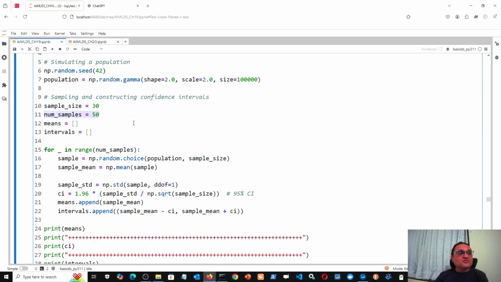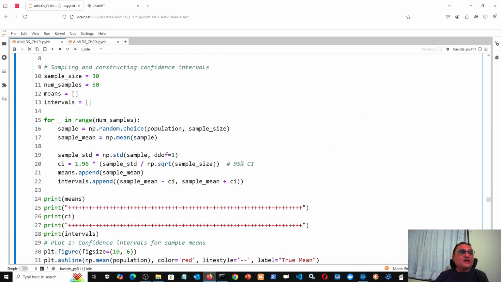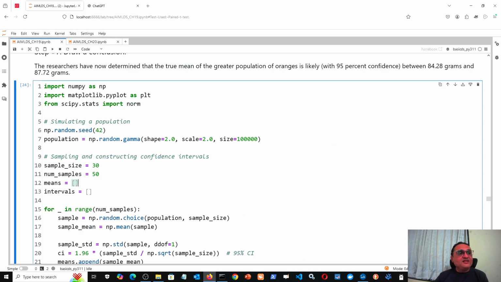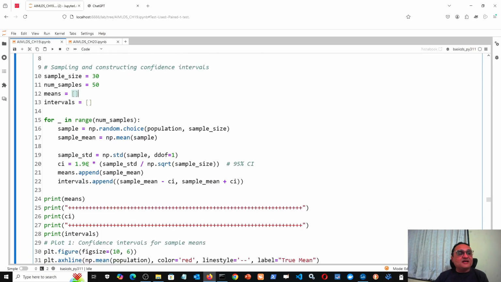Then we took the number of samples, because from this population you can take so many samples of size 30. But we want to test our central limit theorem with a minimal number of samples. I said here that the number of samples should be large, but large does not mean thousands of samples are required, some 50 to 100 is enough. So we start with a minimal number of samples, that's 50 samples. We initialize one empty list which will store the means of all these 50 samples, and another empty list which will store the confidence intervals with which the means are calculated, right?